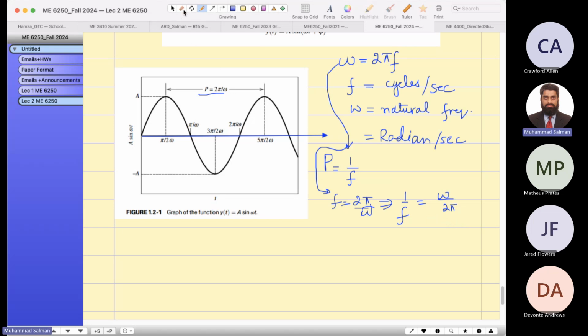I'm sorry, I'm writing this down. So let me show you what I mean by that. Omega equals 2 pi f, and f equals omega over 2 pi, correct?